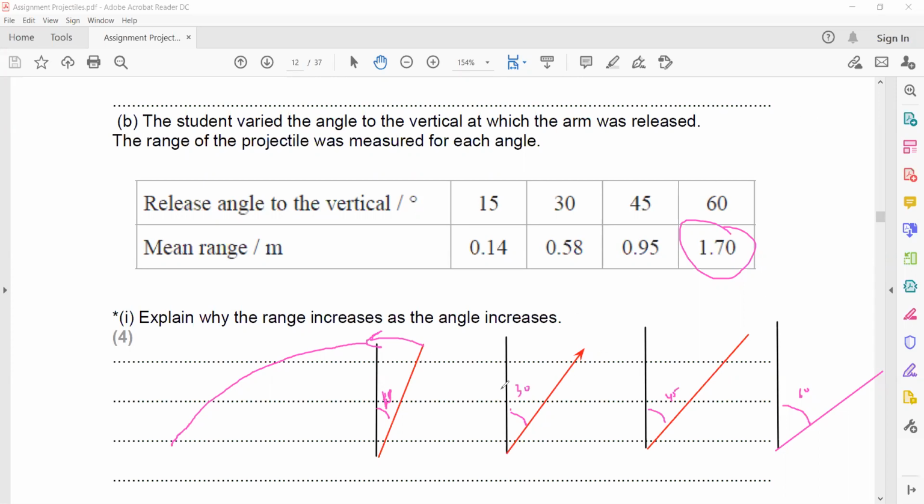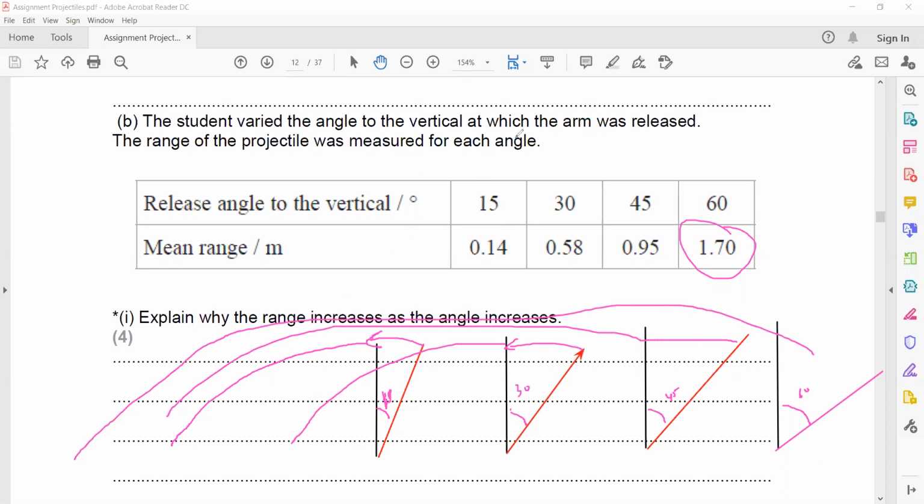But when we stretch the rubber more and release, it will return to the vertical position and release the projectile, and this projectile will have a longer range as compared to when released at 40. So 40 will have greater range. When released at 60, 60 will have much greater range.